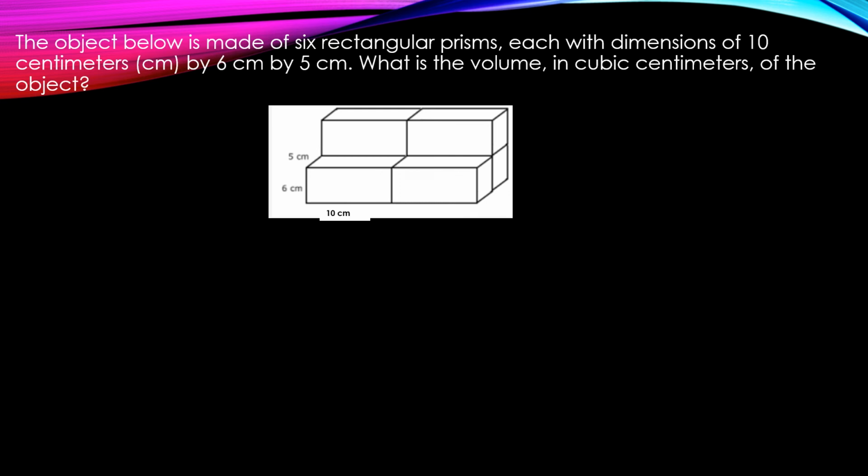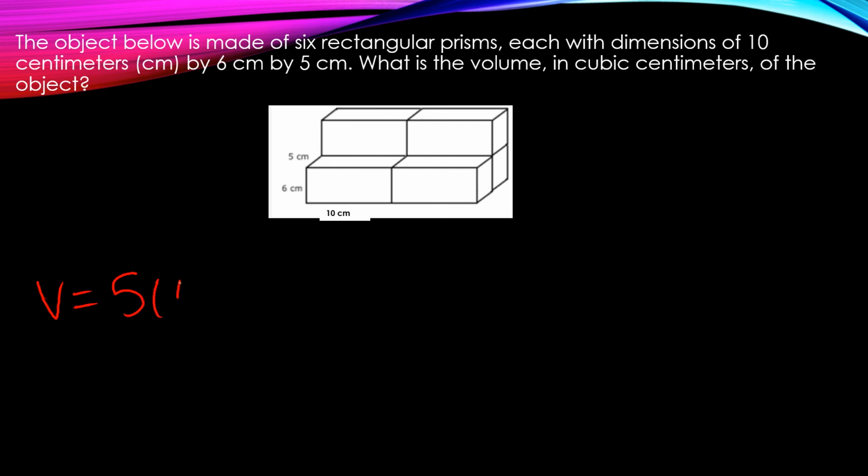Okay, so we have all these boxes, and we are given dimensions of one of the boxes, and we want to know what is the volume of all 6 of these. Okay, so there are 6. We can see 4 up here, and then there's 2 in the back. We could see 1 here, and there's also 1 back here. So we need to find the volume of 1.